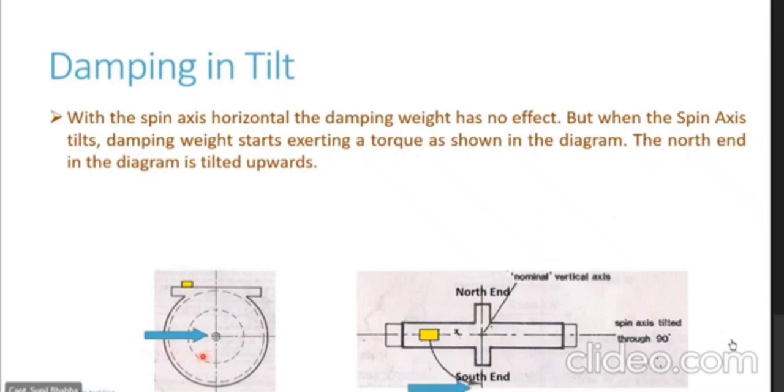This is how the arrow is trying to push the south end of the spin axis when the north end is tilted upwards. So with the north end tilted upwards, this is how the offset weight or the damping weight is trying to push the south end of our spin axis. Now we know our rotor is spinning in the anti-clockwise direction, looking from the south end. So let me show you the direction of the spin, and we will then see how this force actually moves the spin axis based on the gyroscopic precession.